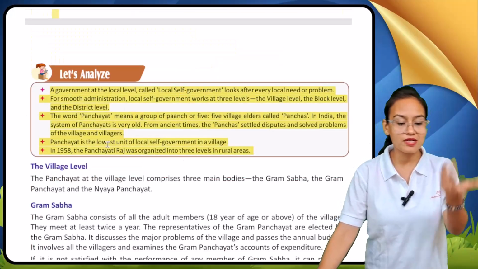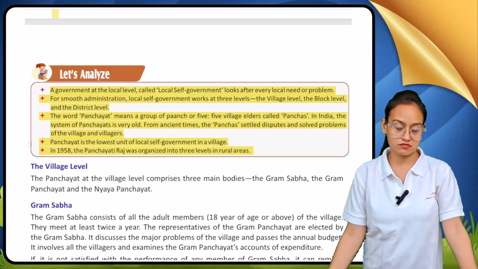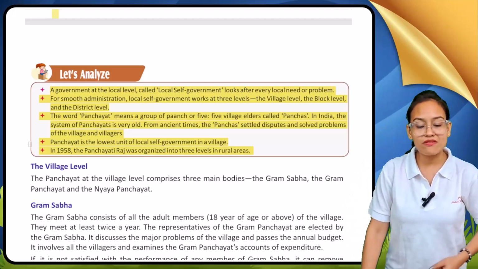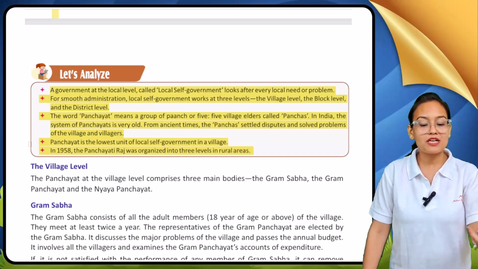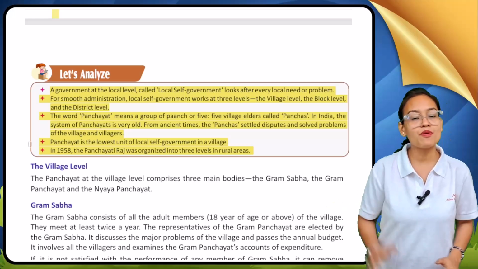So till now, my dear student, what we have learned is that the government formed at the local level is called a local self government. For the smooth functioning of this local government, it works at three levels: village level, block level, and district level. The term panchayat means punches, or five. Five punches are elected here.